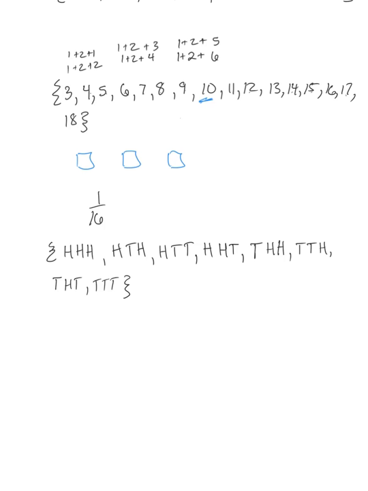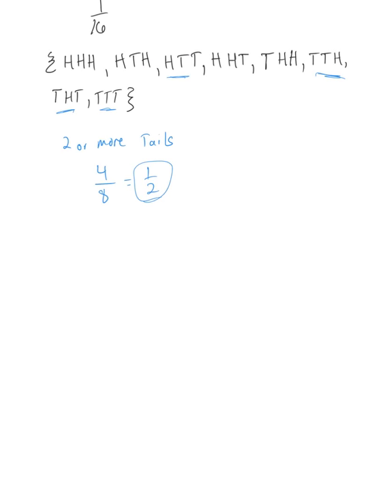And let's say we want to know what is the probability of landing 2 or more tails. Well, we have 1, 2, 3, 4. That is 4 out of 1, 2, 3, 4, 5, 6, 7, 8. We can reduce that to make that a half. So it is 1 out of 2, or a 50% probability.